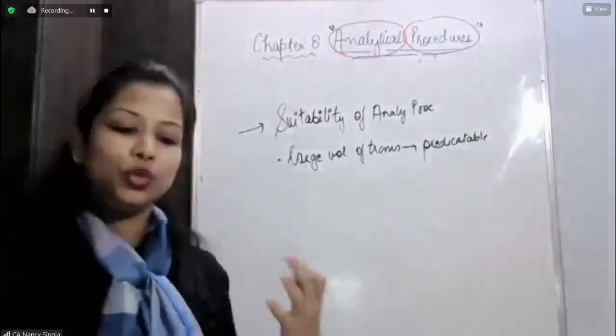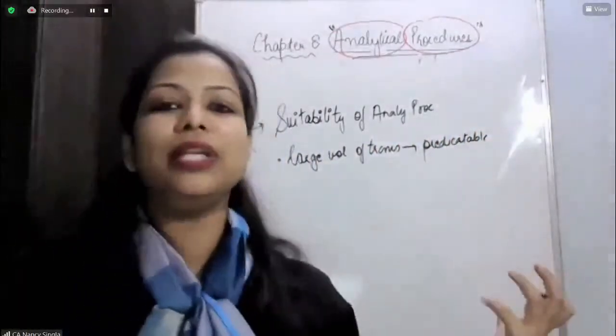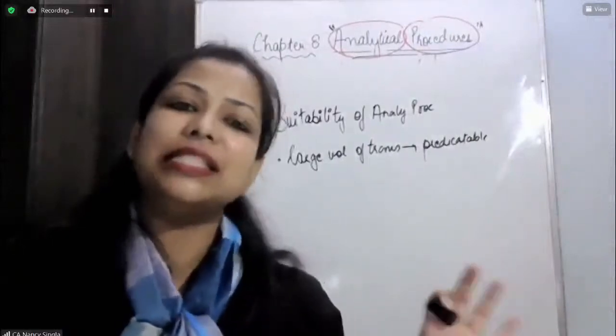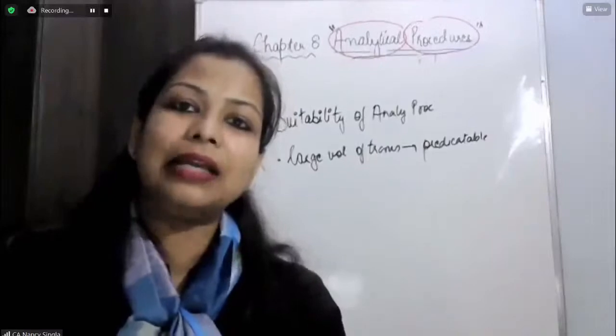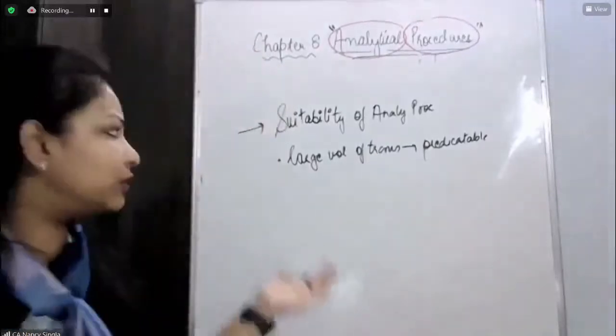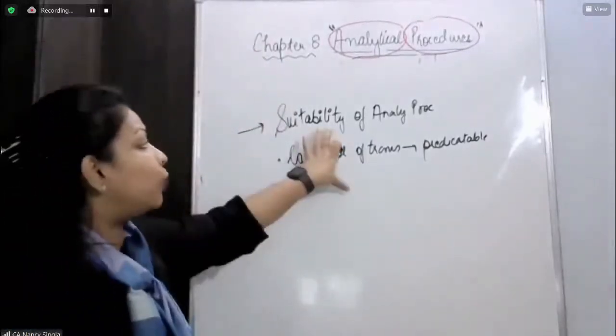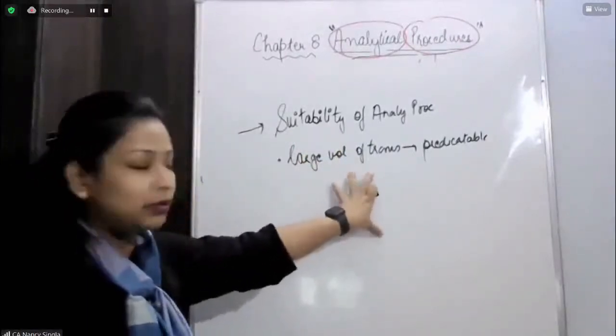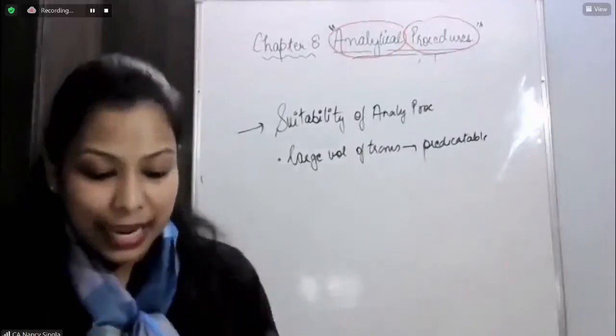Suppose a new startup is there. Last year only the company started and there are no purchases and sales as such. Will the auditor apply analytical procedures? No, there are few transactions, he'll check them in detail. So when he's applying analytical procedures, suitable, first of all, there should be a large volume of transactions and it should be predictable over time.